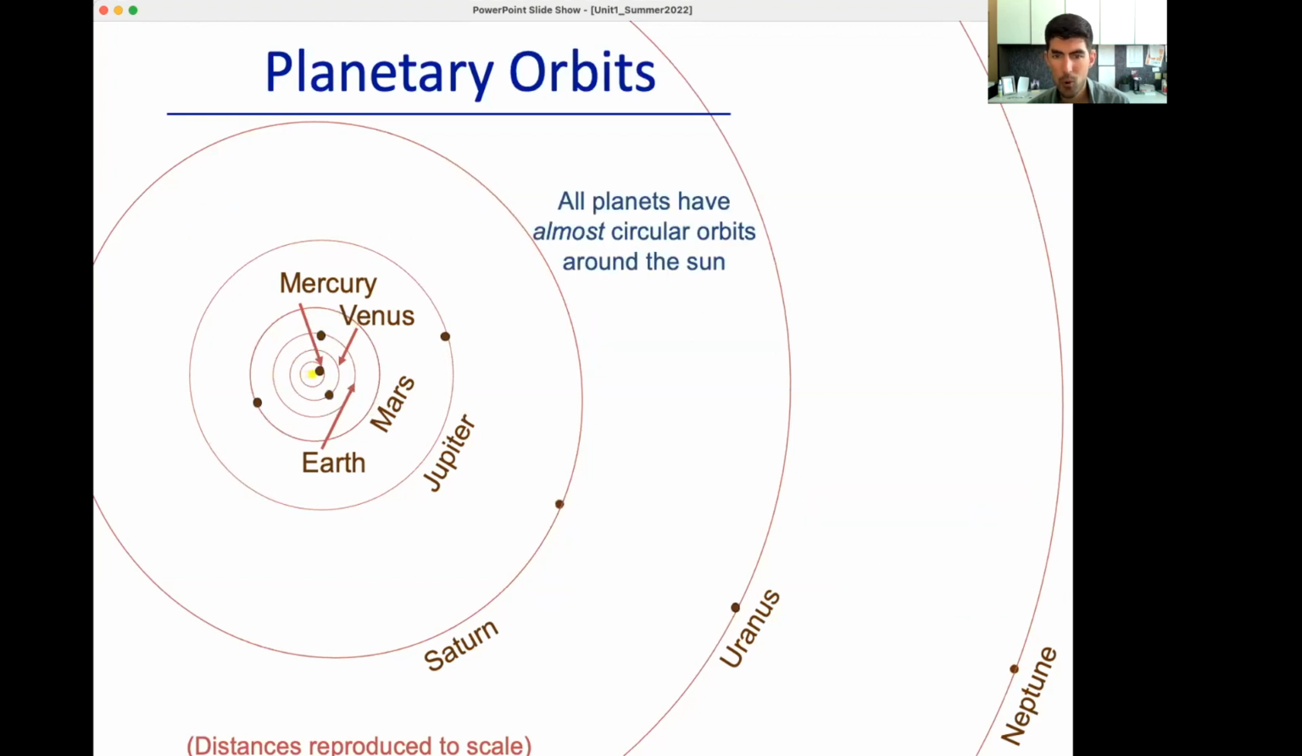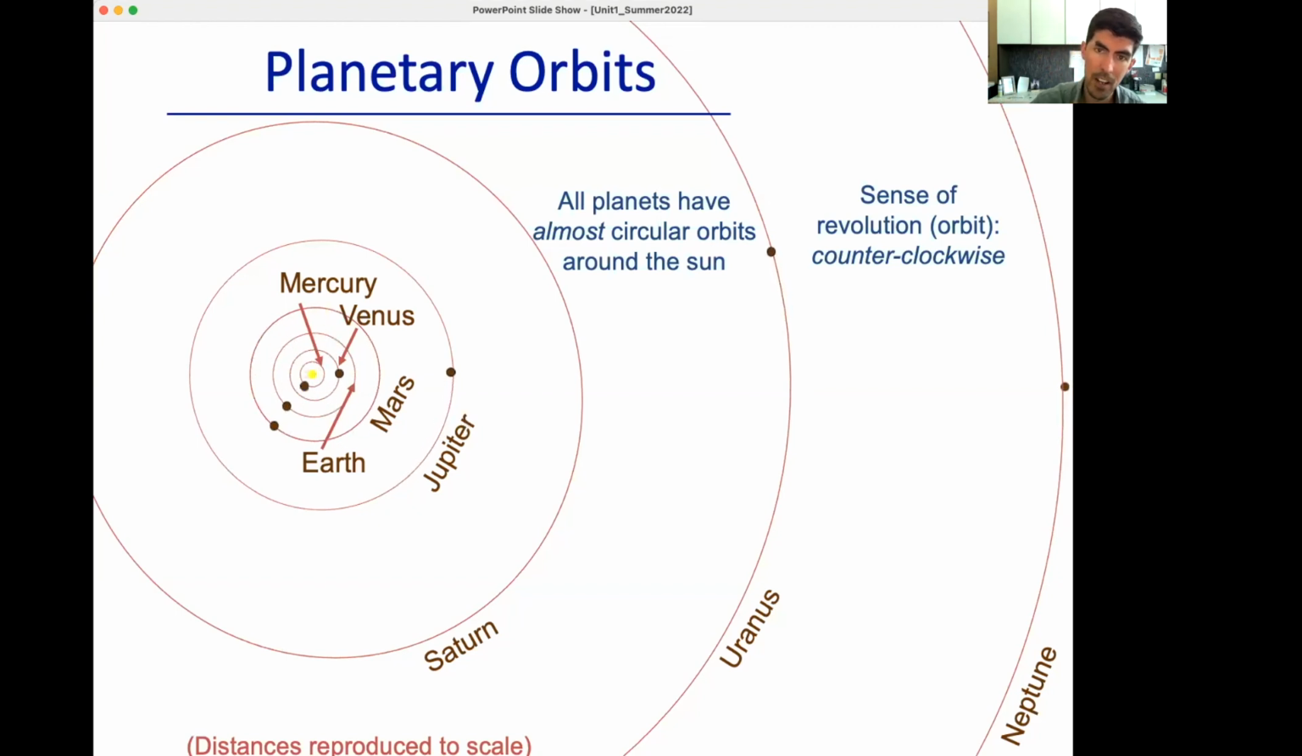Now, what about these orbits? Well, all of these planets are actually orbiting the sun, and their orbits are not actually circular. They're almost circular. They're ellipses. They are very close to being circles, but they are not true circles, indeed. And another key aspect is they're all orbiting in a counterclockwise fashion. If you were to look down on the solar system, you would see them moving to the left and to the right, and then going around in a counterclockwise fashion.